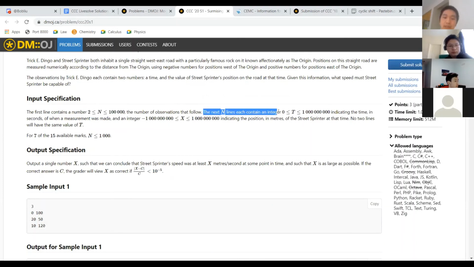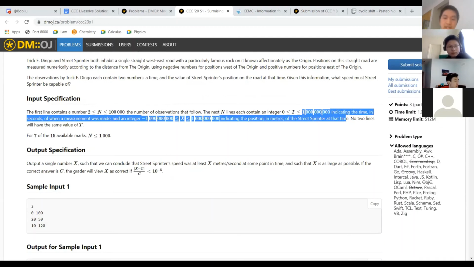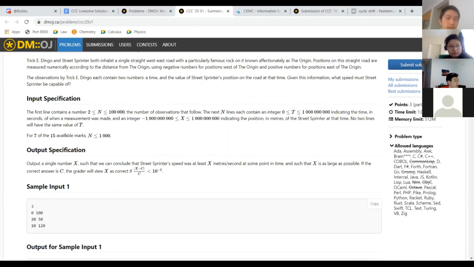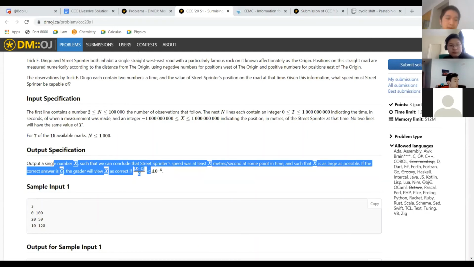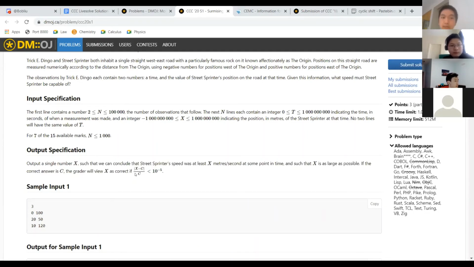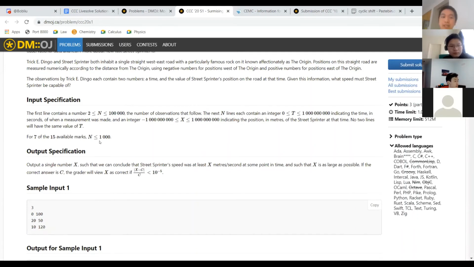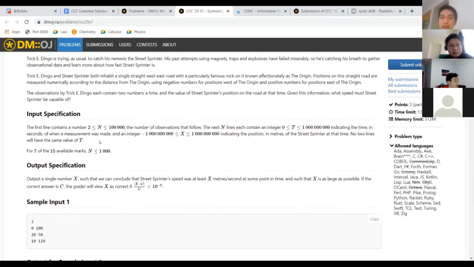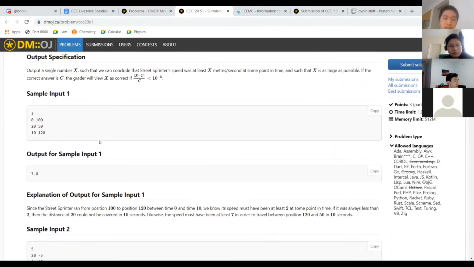And each line contains an integer, which indicates the time in seconds of when a measurement is made, and the integer indicating the position of the street sprinter at that time. No two lines will have the same value of t. And then you want to output the maximum of street sprinter's speed, right? You want to find what is his maximum speed at any point when street sprinter is running. So that's basically what you have to figure out.